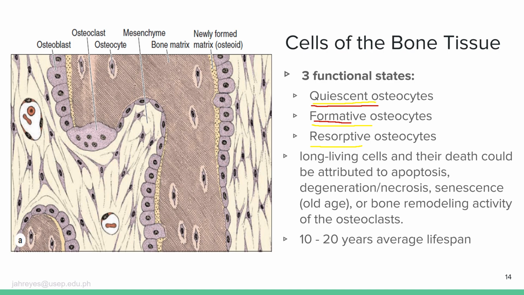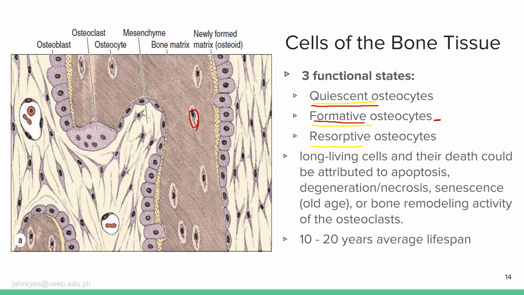While the formative osteocytes exhibit matrix deposition, the rough endoplasmic reticulum and the Golgi apparatus are more abundant, and you can also notice evidence of osteoid in their periphery within their lacuna here.